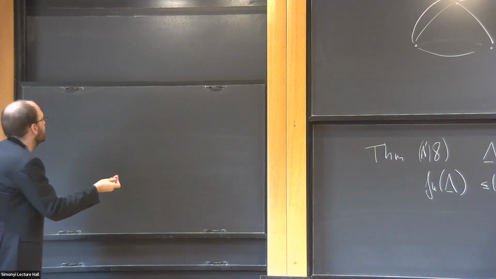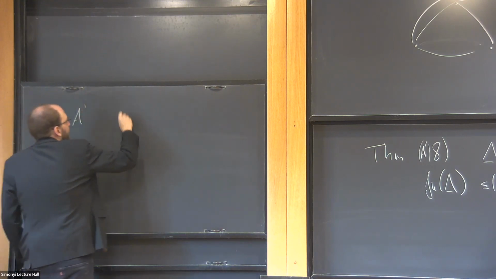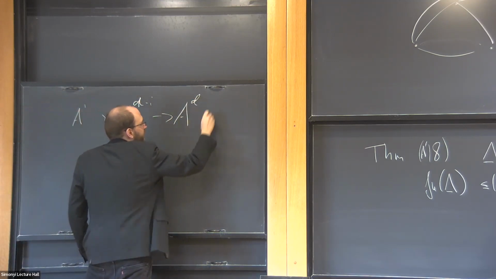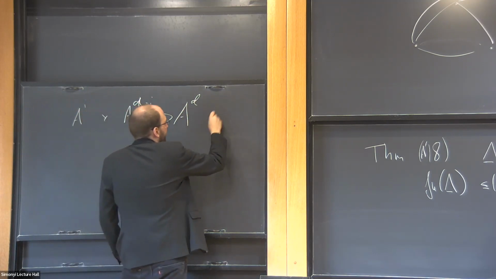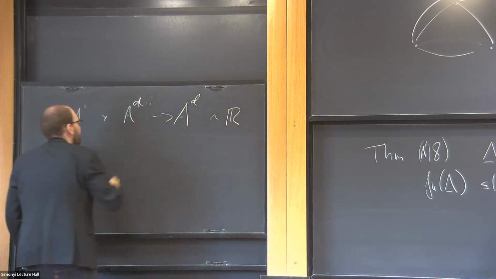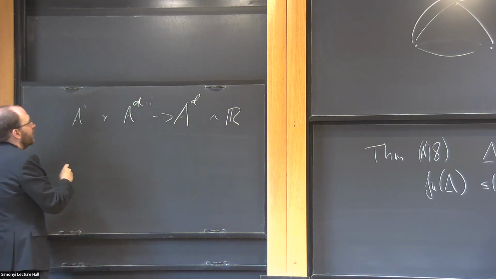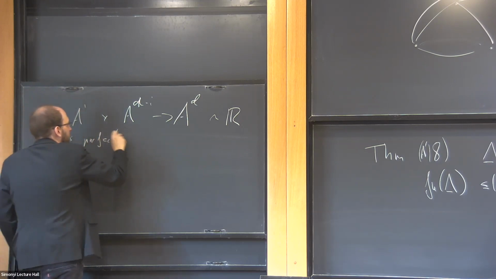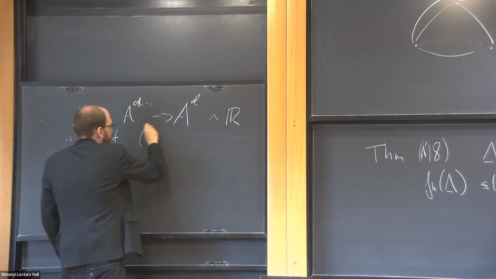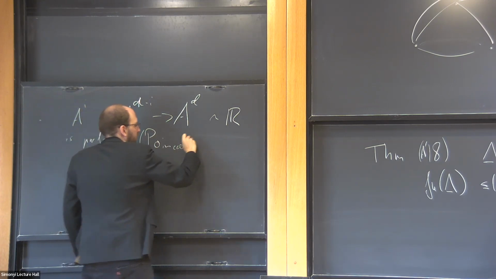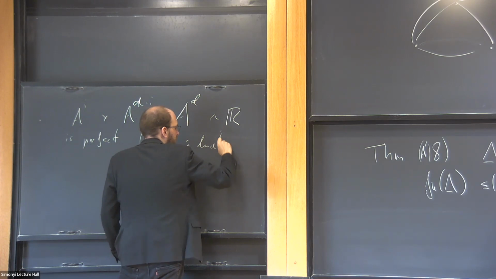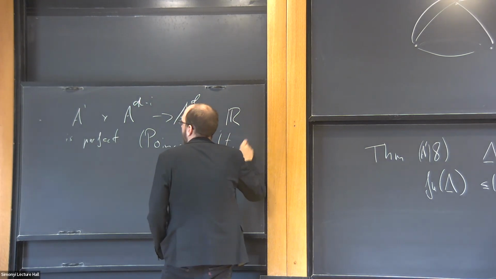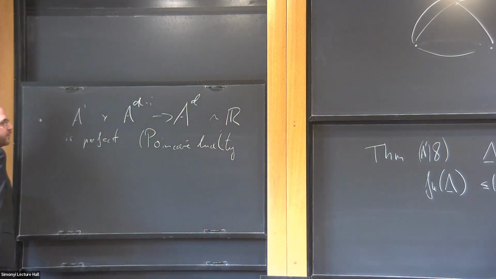It satisfies Poincare duality. So A I and A D minus I go to the D-th component, and then I have this evaluation map to the reals. Normally it's called the degree map, but let's ignore that. And this here is a perfect pairing, meaning that this is just Poincare duality. Or if you talk to a commutative algebraist, this is what is called the Gorenstein property. Fine, that's a nice property.